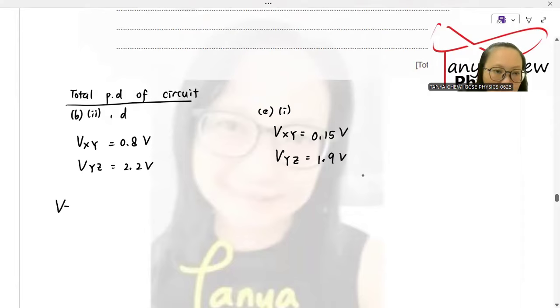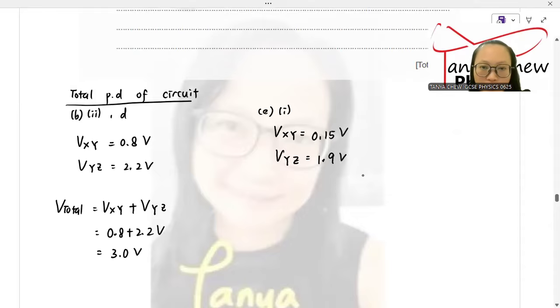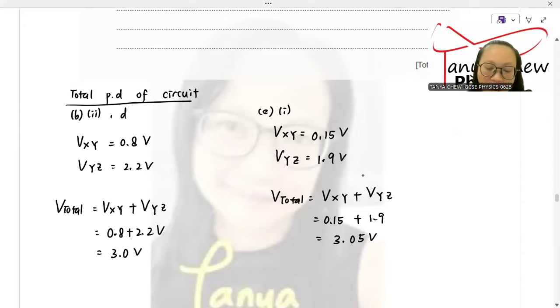So V total is equal to Vxy plus Vyz. So for B part 2 and D, you could see that 0.8 plus 2.2 volt is equal to 3.0 volt. For E part 1, V total is equal to Vxy plus Vyz, so 0.15 volt plus 1.9 volt, you get 3.05 volt. I round it off to 3.1 volt. Could you see the difference is quite small?